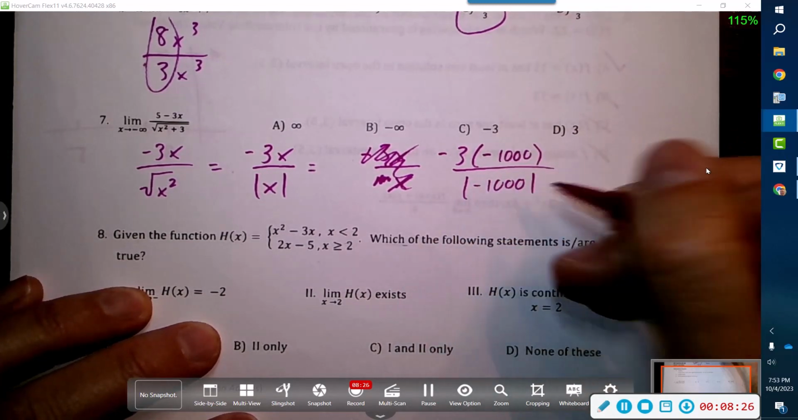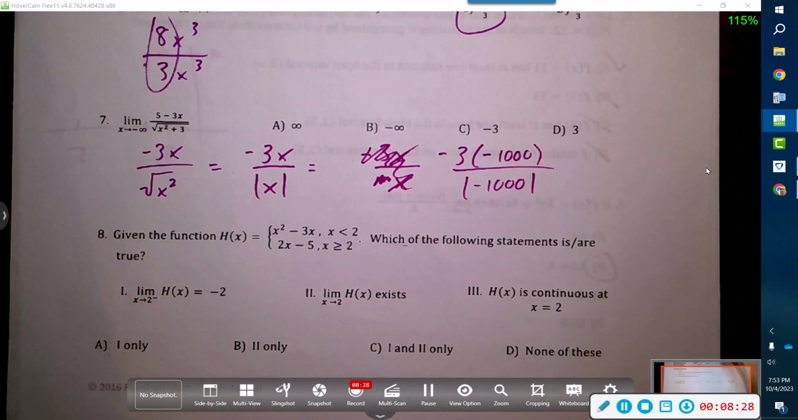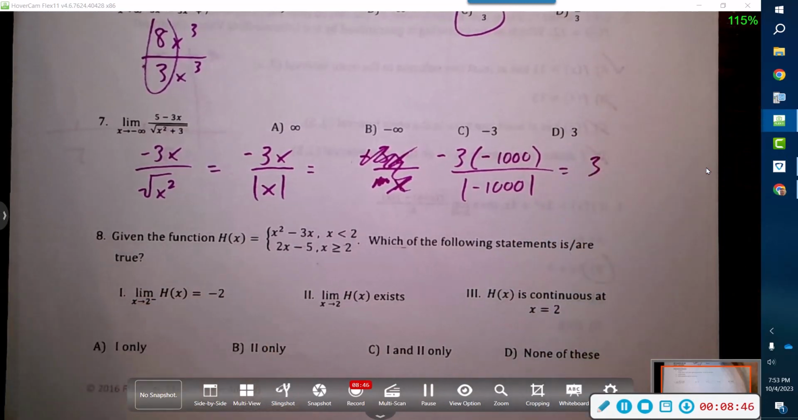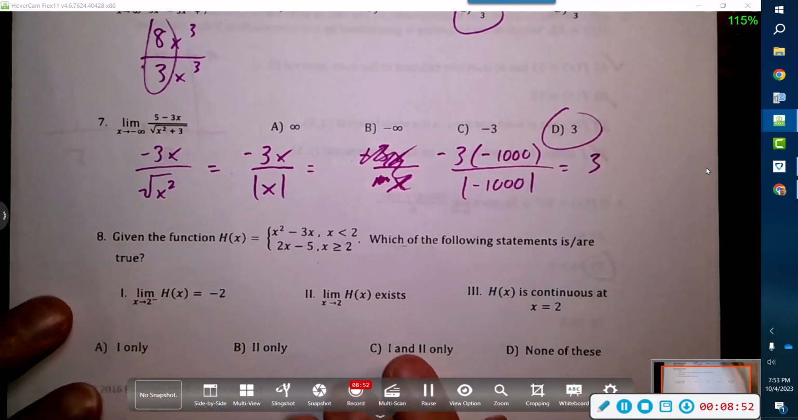Okay, and you can see that once I took the absolute value of that guy, he will become positive, and what you would have on the top is a double negative. Okay, so what we've got then is we actually just have a positive 3. It would be a positive 3,000 divided by the negative 1,000. Okay, so D is your answer.